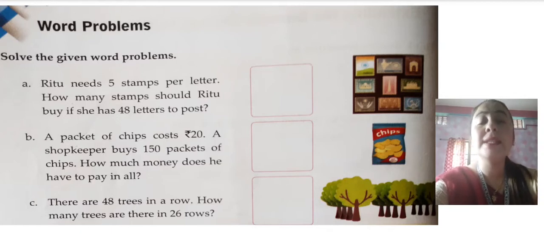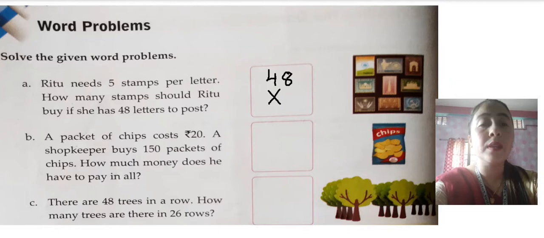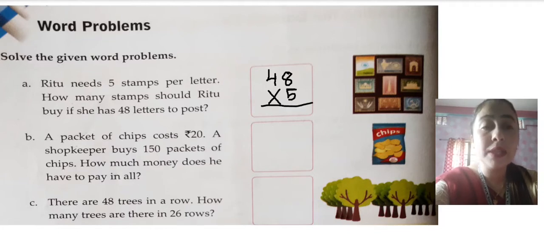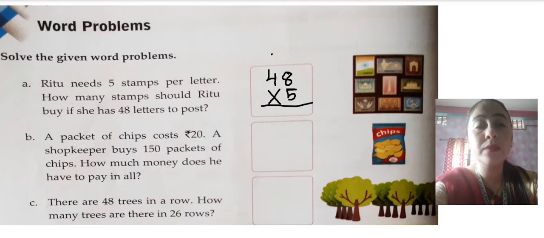So it is said that Ritu needs 5 stamps per letter. Means for one letter Ritu needs 5 stamps. So she has to post how many letters? She has to post 48 letters. So 48, you will multiply it with 5. So what will be the answer? 8 5s are 40, 4 I will write here, and 0 I will write here.